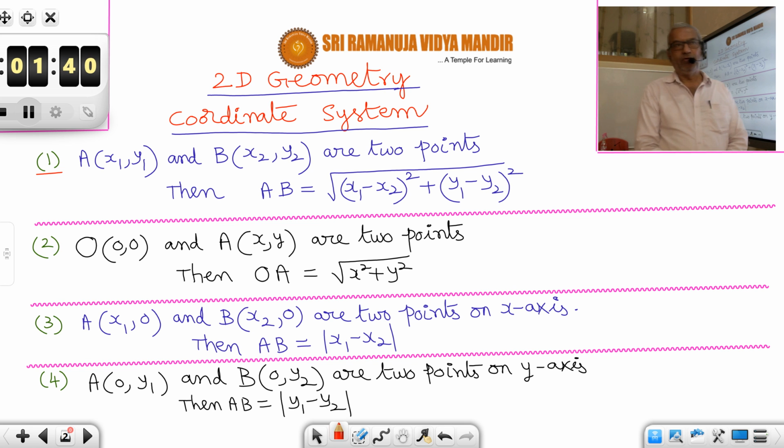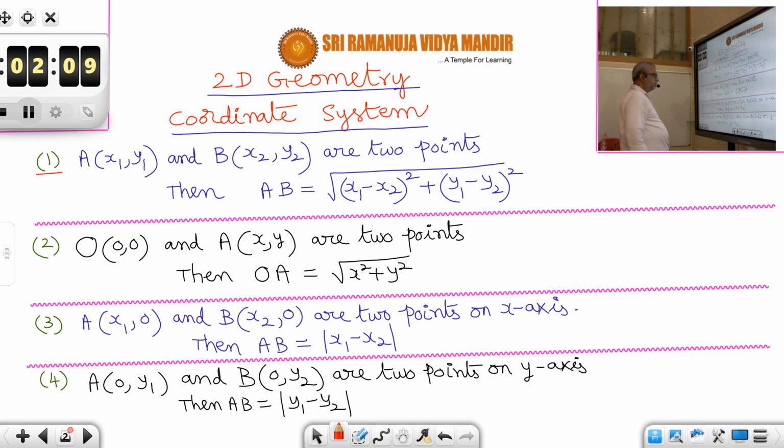So this formula was proved by using Pythagoras theorem, is it not? So coordinate geometry depends upon pure geometry. So using pure geometry we'll find some formulas in coordinate geometry. So coordinate geometry and pure geometry are interdependent. So we have to use both of them. Okay.